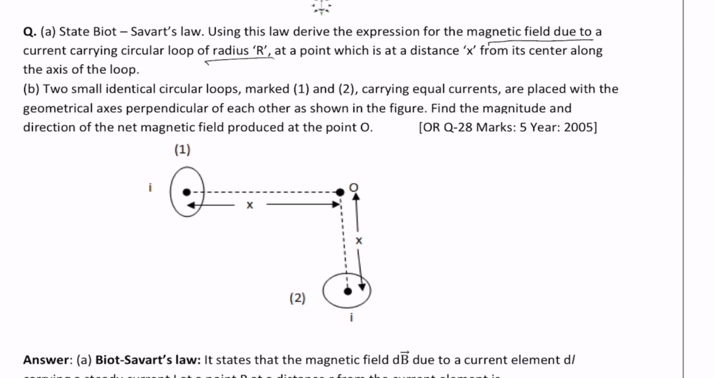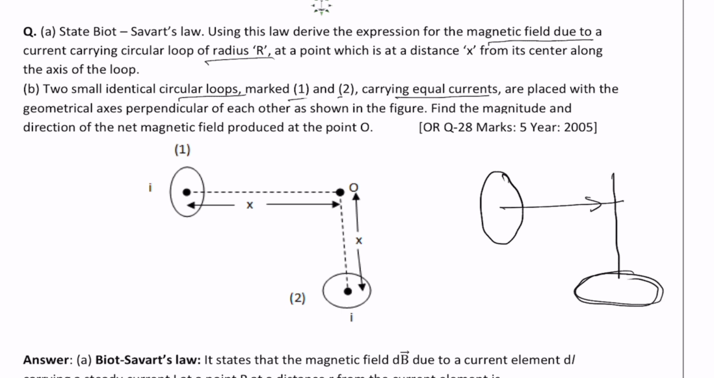Now two small identical circular loops marked 1 and 2 carrying equal currents are placed with their geometrical axes perpendicular to each other. Means one coil is kept like this, so its geometrical axis is this. Another coil is kept in a horizontal plane like this, so that its axis is like this, correct? Okay, this axis is this, correct?